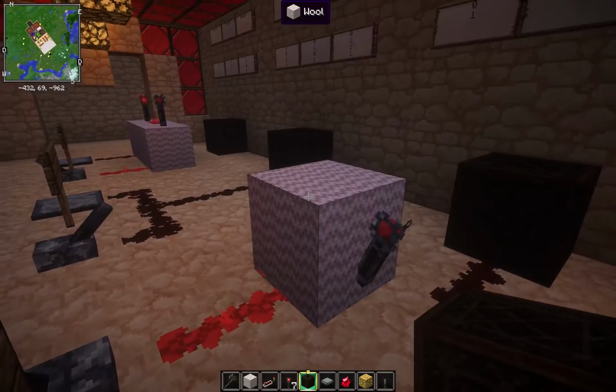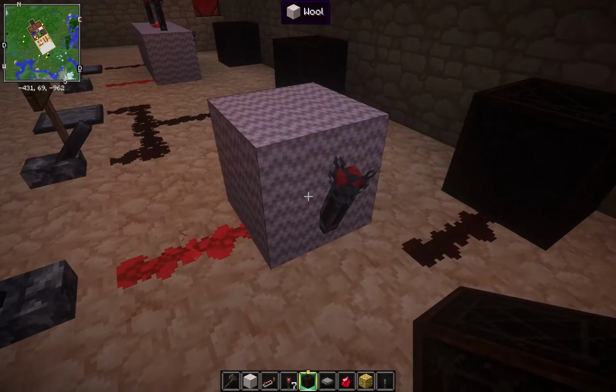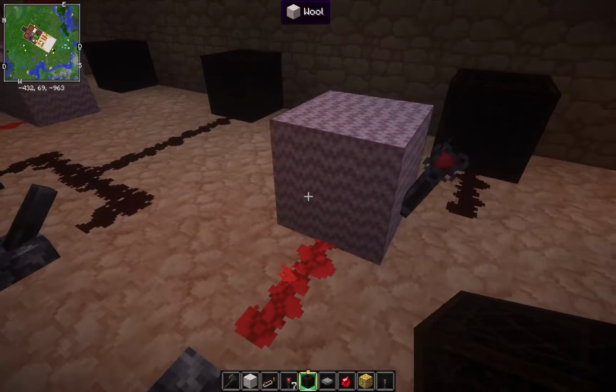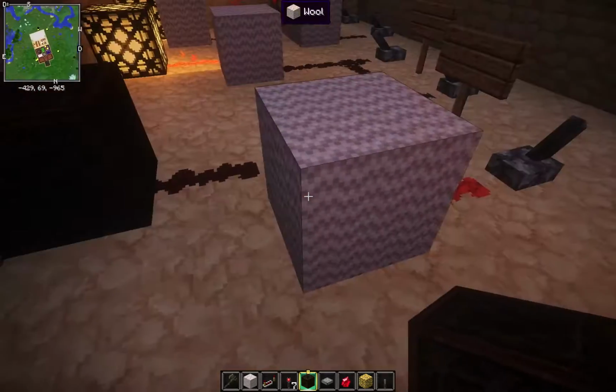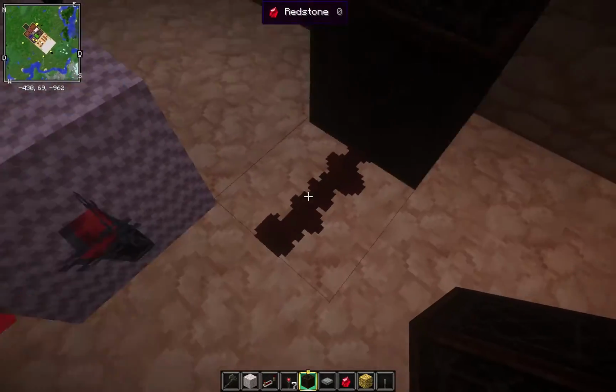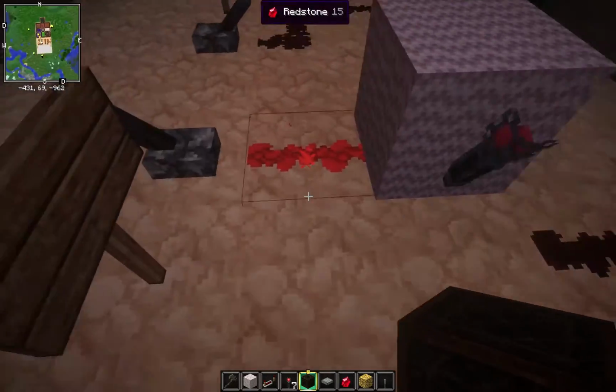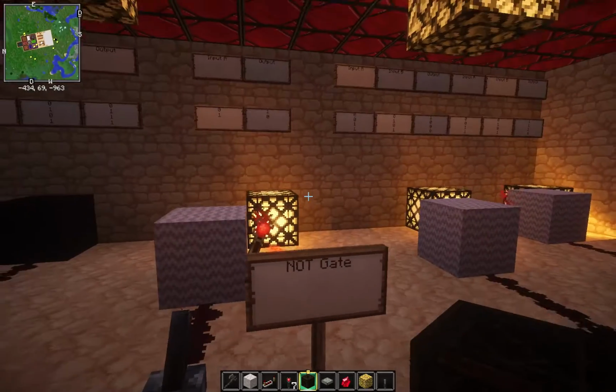You just power up a block by directing redstone into it, have a torch on the side, not on top, have it on the side, and then have your redstone coming off of that torch. And that is how you generate a NOT gate.